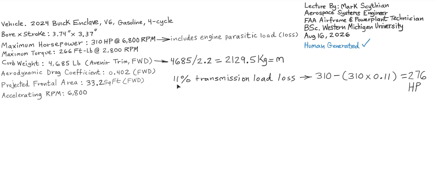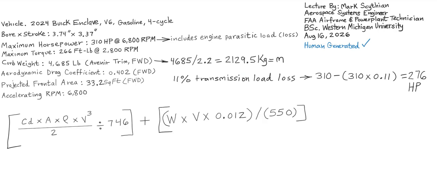And then we have an additional 11% transmission load loss taken from the maximum available horsepower. So we actually have 276 horsepower to work with. So we can then evaluate what is going to oppose the inertia of the automobile.